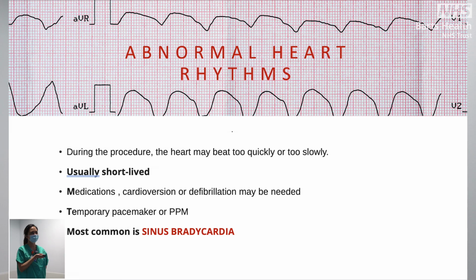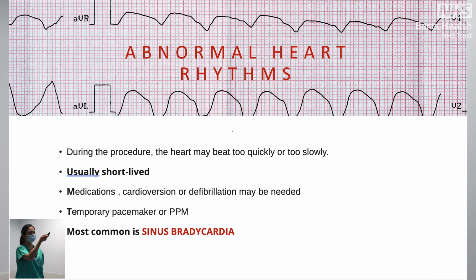Next, abnormal heart rhythms. During the procedure, the heart may beat too quickly or too slowly. It's usually short-lived and can be treated with medications, cardioversion, or defibrillation, or even just a simple cough can reverse this. Sometimes we need to do a temporary pacemaker or PPM. This is normally seen in TAVIs. And the most common is sinus bradycardia. So we'll talk more about this.